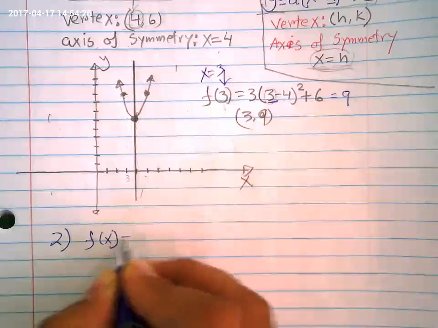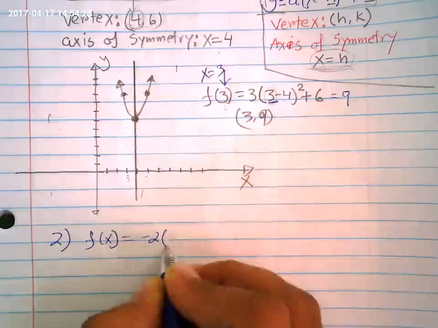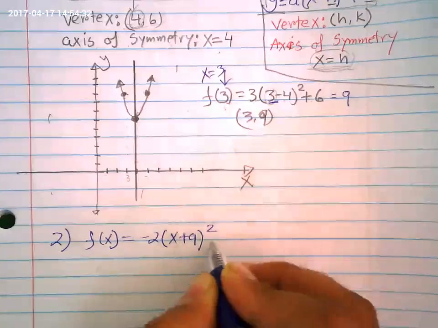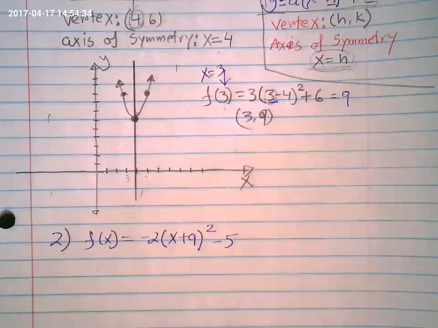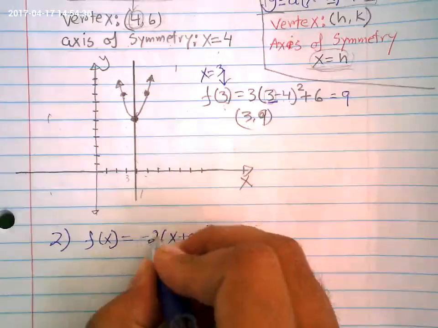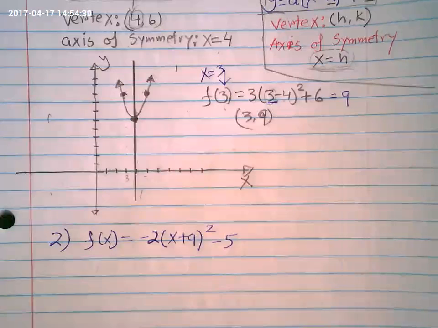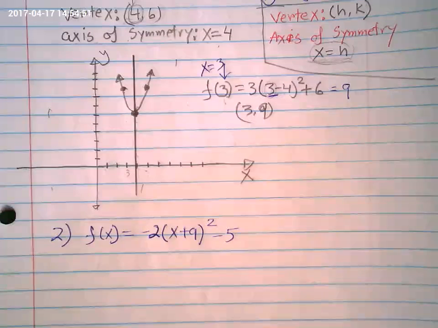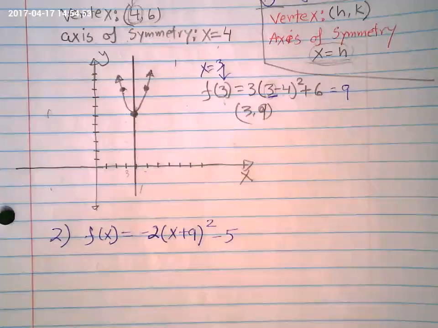Copy it, number 2: f of x equals negative 2 parentheses x plus 9 squared minus 5. We'll do the same thing. So you're going to show me the vertex, then the axis of symmetry, then draw it, the way I just showed you, okay?